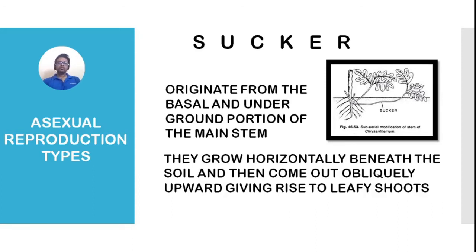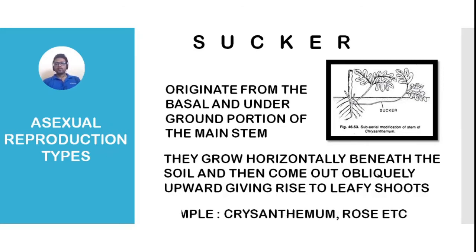Actually, runner, stolon and sucker are almost similar. Sucker grows beneath the ground, and runner and stolon grow above the ground. And sucker is commonly seen in chrysanthemum and rose.